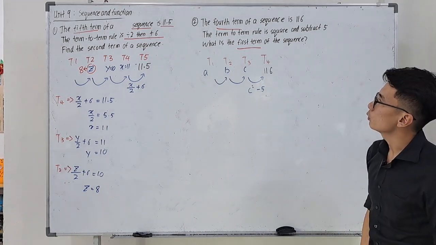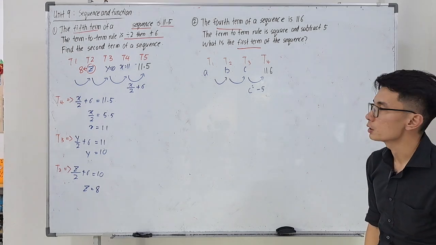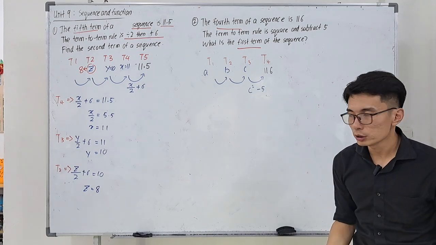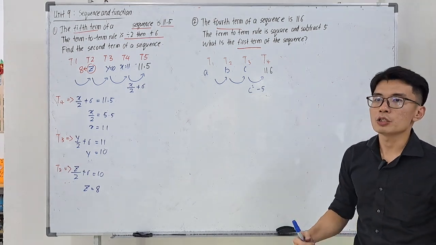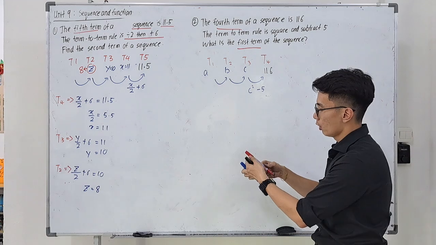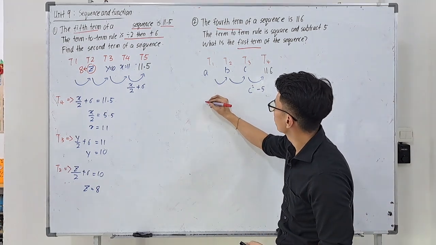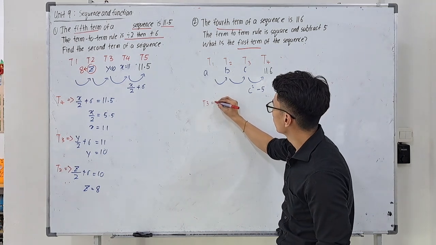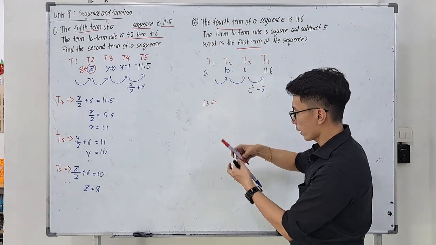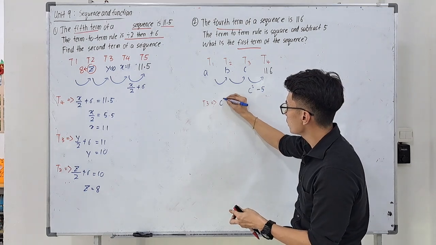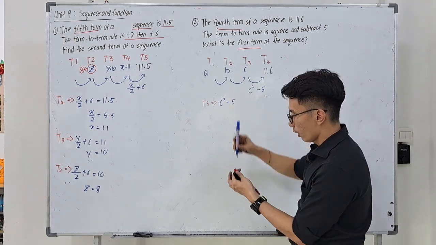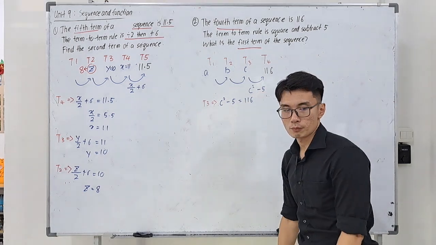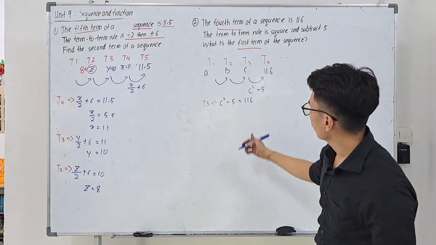So the question asks me to find the first term of the sequence. I'm going to do the same thing over here. Lay out your function, lay out your equation, and then you will be able to solve it directly. So what do I have here? I have T3, term 3, it's going to be this number, so my expression is going to be c squared minus 5, and that will equal 116 over here, okay? So we can solve this very quickly.